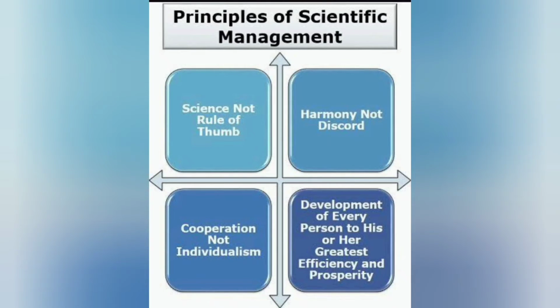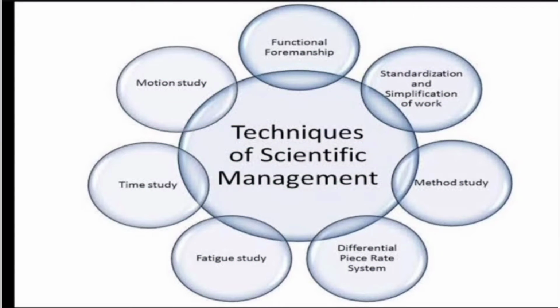These are the principles of scientific management, which is science, not rule of thumb. In every element of management, they need to adopt science, the best manner of doing things, all tasks to be done in the best method. Second is that we need to maintain harmony, which is cooperation and coordination, and every work should be done in cooperation, not individualism, and there should be development of each person to his or her greatest efficiency. So these all are the techniques. First is functional foremanship. Functional foremanship is of two different heads which have four managers each.